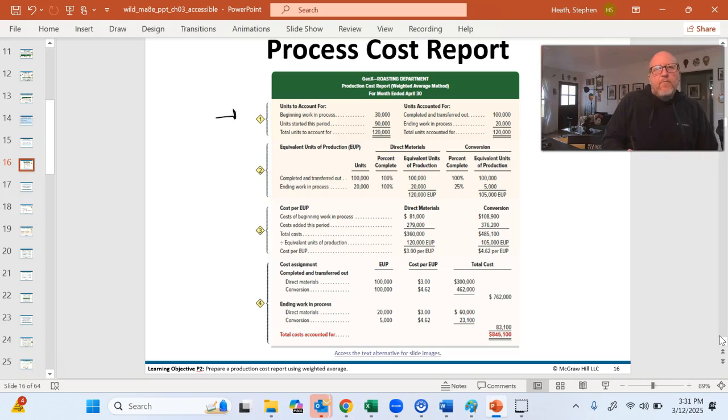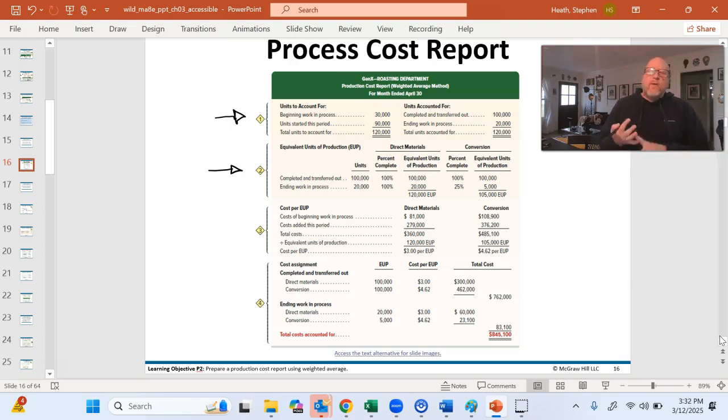So again, the first step is we're going to keep track of the physical units. We're trying to figure out how many we need to account for and then reconcile that with what we've accounted for. Once we've got a good handle on the physical flow of units, then we're going to calculate the equivalent units. And remember, it's usually the ending work in process where we have to make some calculations. Anything that's been transferred out is only transferred out if it's totally complete.